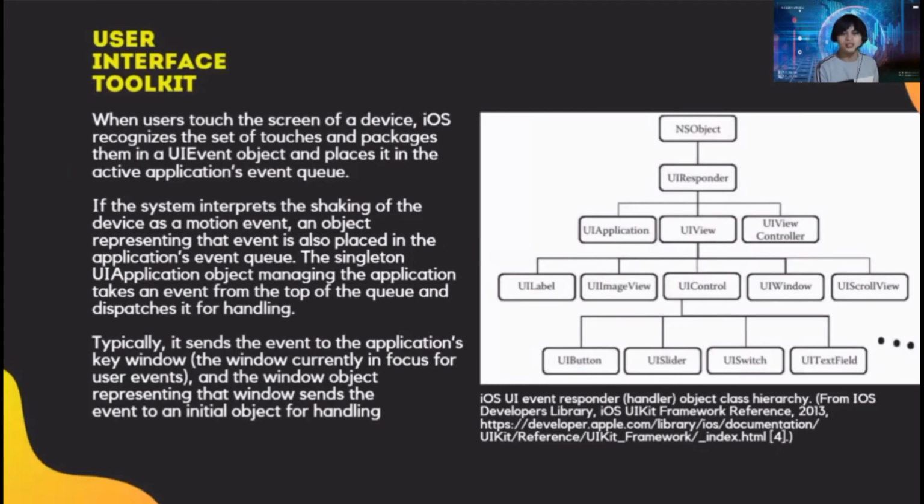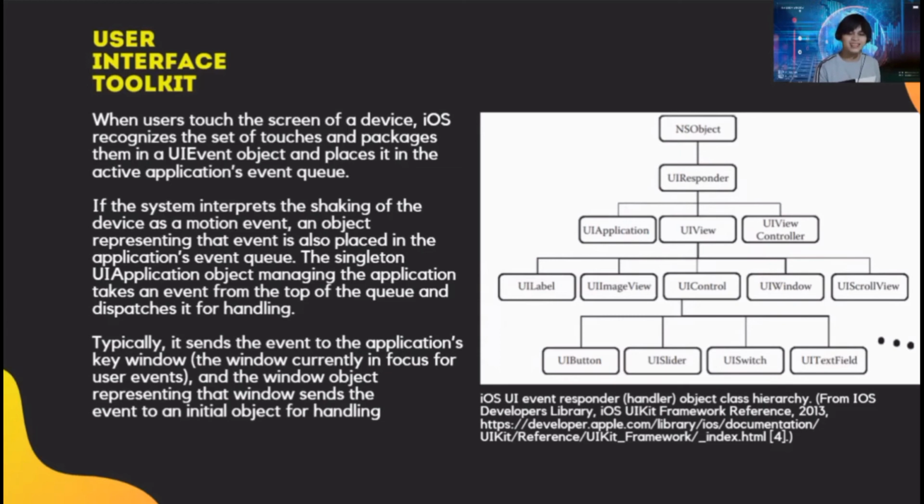So when users touch the screen of a device, iOS recognizes the set of touches and packages them in a UI event and places it in the active application event queue. And if the system interprets the shaking of the device as a motion event, an object representing that event is also placed in the application's event queue. The singleton UIApplication object managing the application takes an event from the top of the queue and then dispatches it for handling.